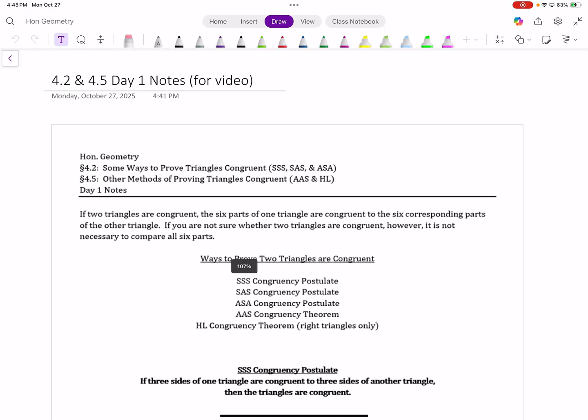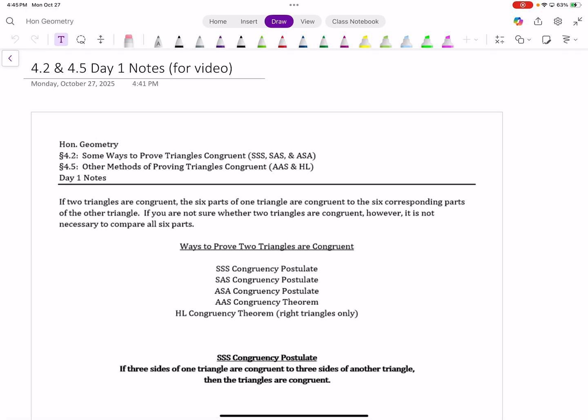All right. So we're going to skip around just a little bit. You did section 4.1 yesterday. I assume you thought that was pretty easy. You flew through it. So today we're going to do sections 4.2 and 4.5. Most people wait for the 4.5 stuff. I think it makes more sense to just get all the congruency theorems out of the way at the same time. So, why is my printer blinking at me?